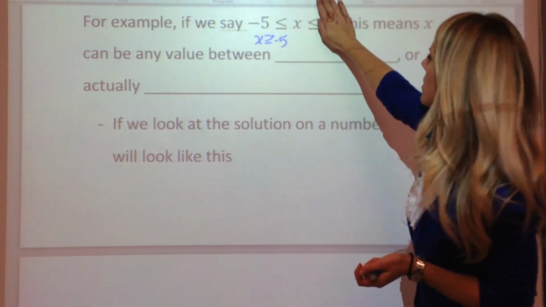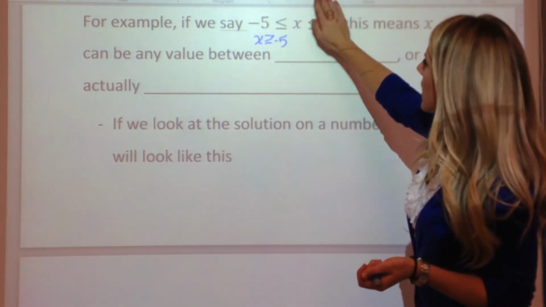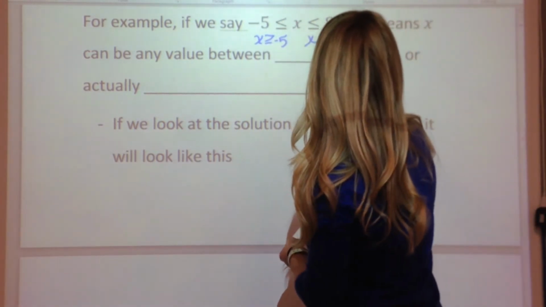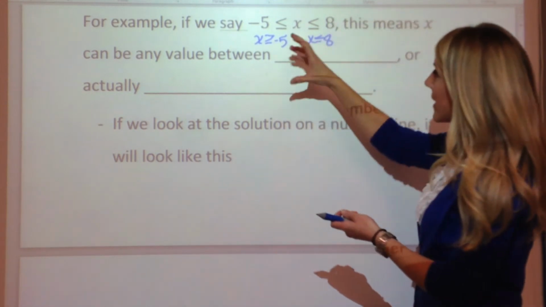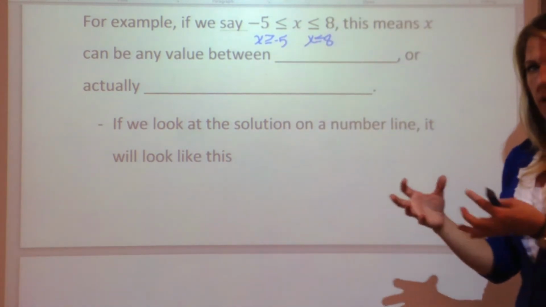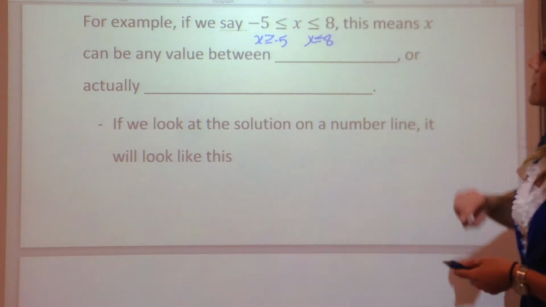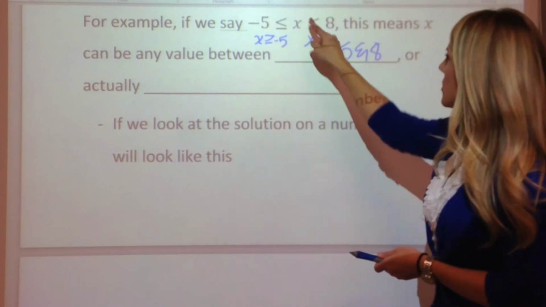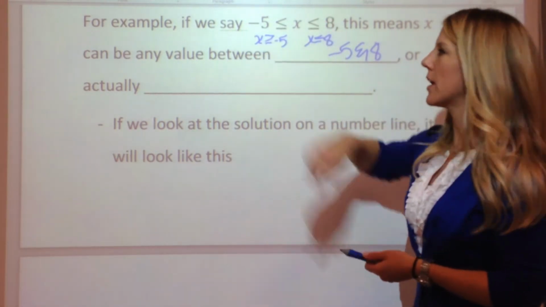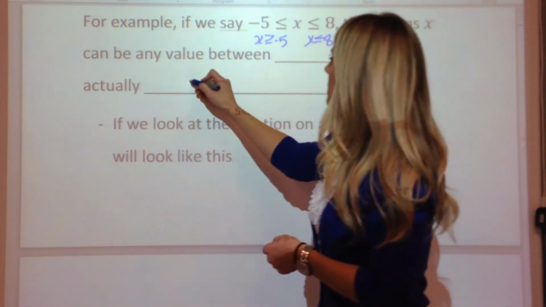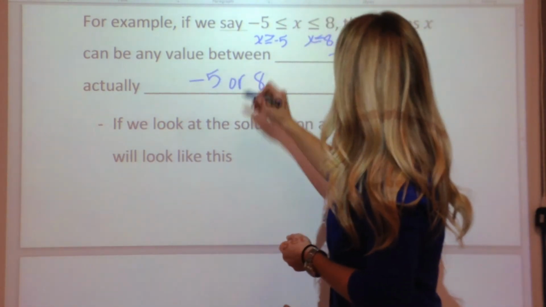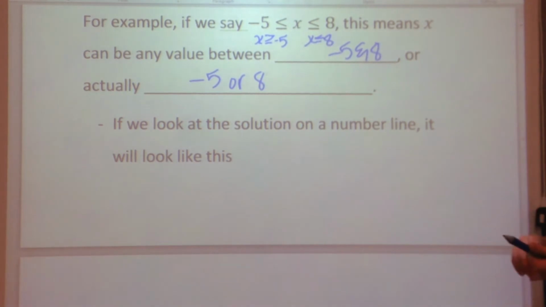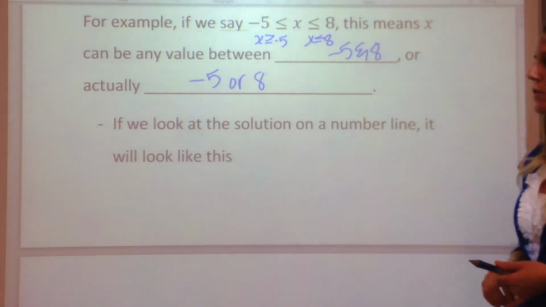Compound means more than one. So x is greater than or equal to -5, and also x is less than or equal to 8. If you want to split that up, separate it, that's fine, but keep in mind they do go together. It's representing a certain solution set. This means x can be any value between -5 and 8. So x is less than or equal to 8, but greater than or equal to -5. It could also actually be -5 or 8 because we have this equal to. The equal to means that value, that number, is included in the solution.